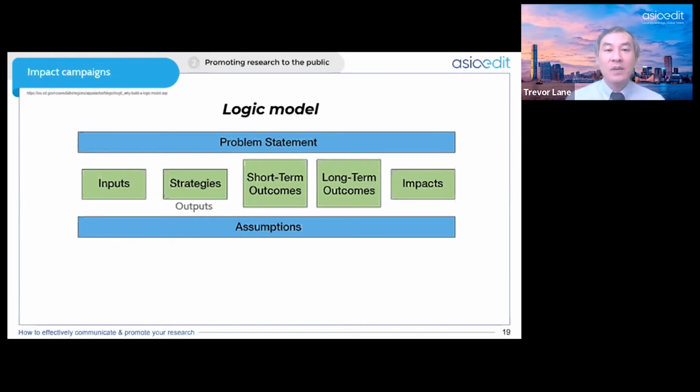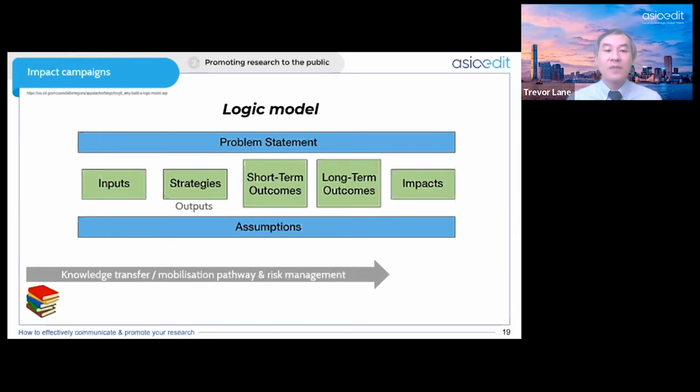So think of your problem at the beginning, tailor the likely solution to work, and add in your assumptions: how will it work? Who are the people you're targeting? Are they receptive to your work? Are they hostile to your work? What are the practical implications? So this is part of what's called the knowledge transfer pathway or mobilization pathway, and the risk management. You also have to factor in the risk and alternatives to try to solve problems. So this will translate your research work to the public and into use, but it's only what you can do.